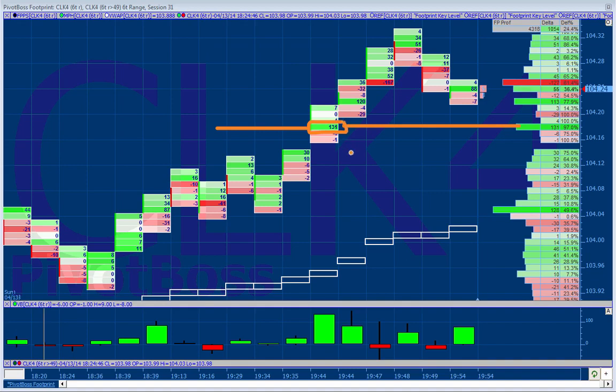$10 per tick, $1,000 per point, 131 contracts. It's a pretty big deal, especially in after hours trading on a Sunday evening. Okay? That's a bull position, and they had 97% buy imbalance at that price, and price pushes higher.